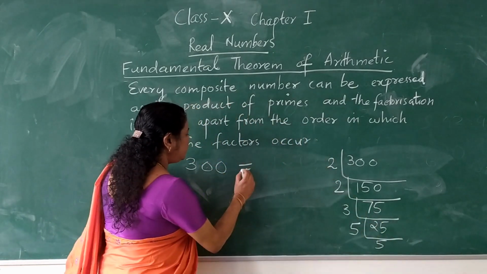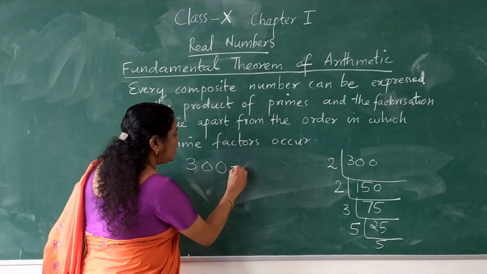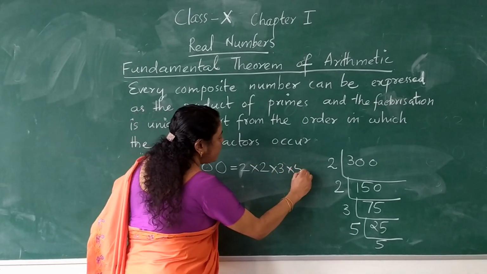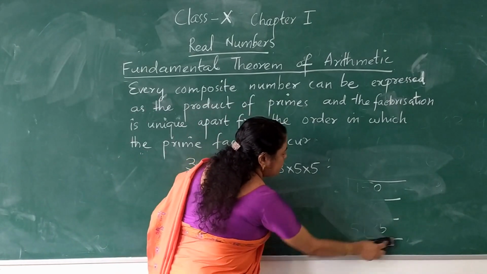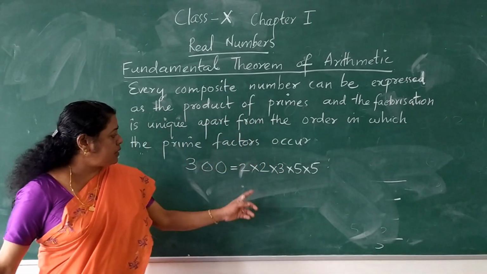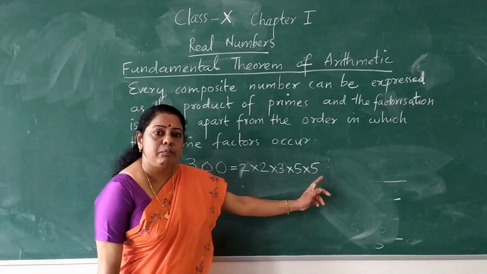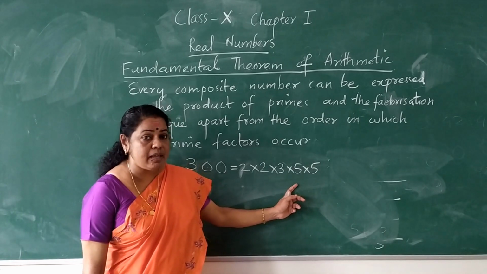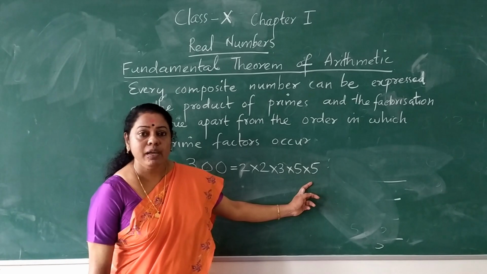So we can write 300 as 2 into 2 into 3 into 5 into 5. Okay. So, this is the factorization of 300. Now, see all these factors. All the factors are prime numbers. 2 is a prime, 3 is a prime and 5 is also a prime number.